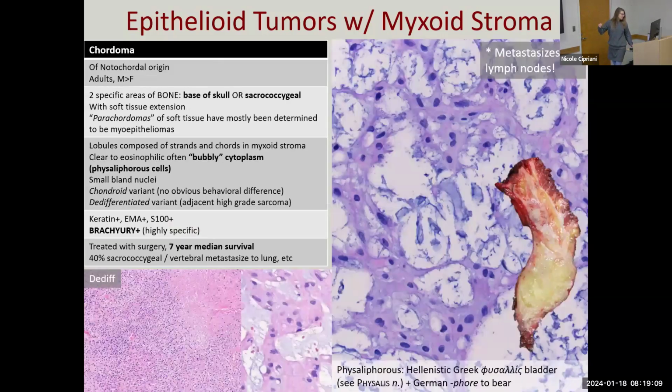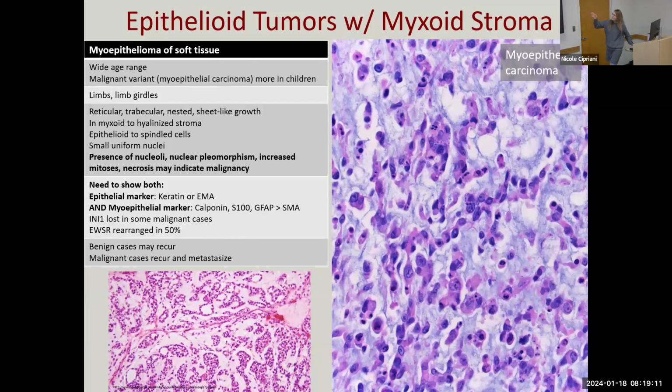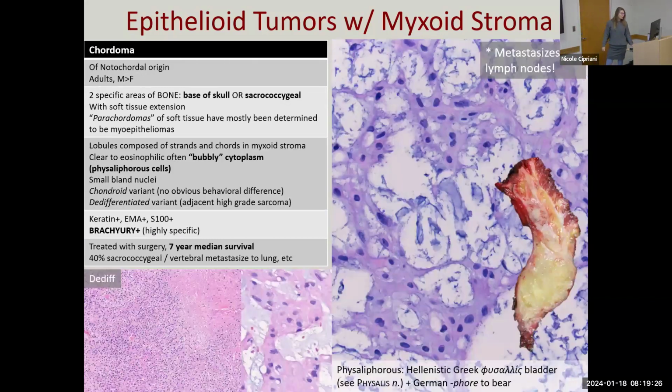Sometimes what we now know is myoepithelial tumors that arise in the soft tissue, right, that have keratin expression, that have S100 expression. Historically, these were called paracordomas.